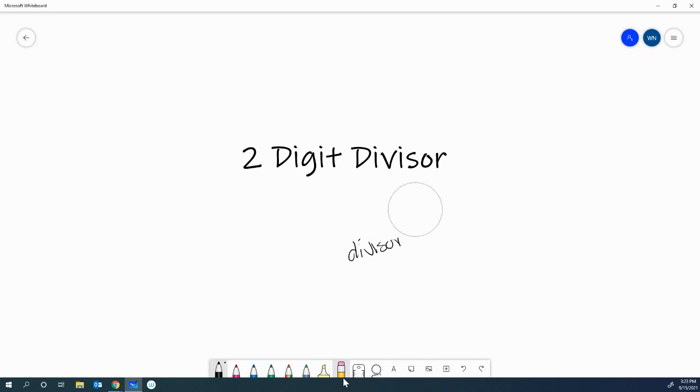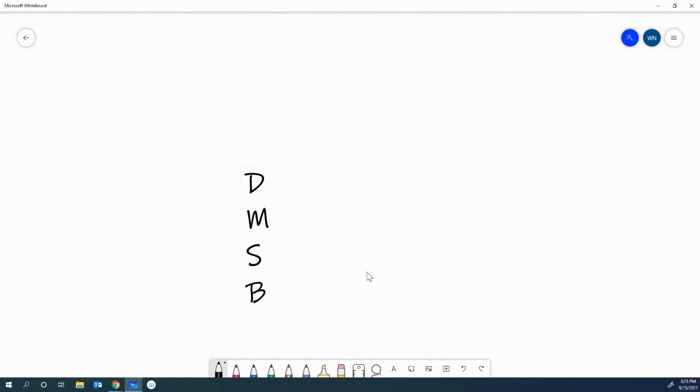Now, before we get started with two-digit division, we're going to review our one-digit division saying: DMSB. Does McDonald's sell burgers? We're going to divide, multiply, subtract, bring down. Make sure you have DMSB written down on your paper somewhere. Let's go ahead and review really quickly.